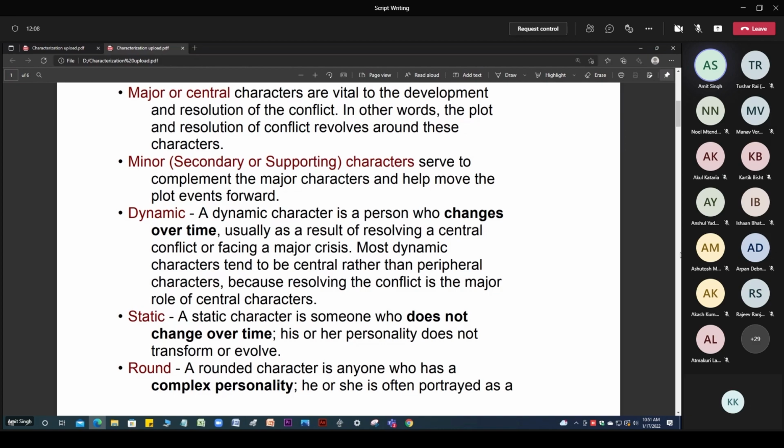So that is dynamism. Because of an incident, because of something, something is changing. So that dynamic character is changing in that case. Opposite to that, dynamic, static. Throughout the movie, a static character does not change. It hardly changes its traits or behavior.